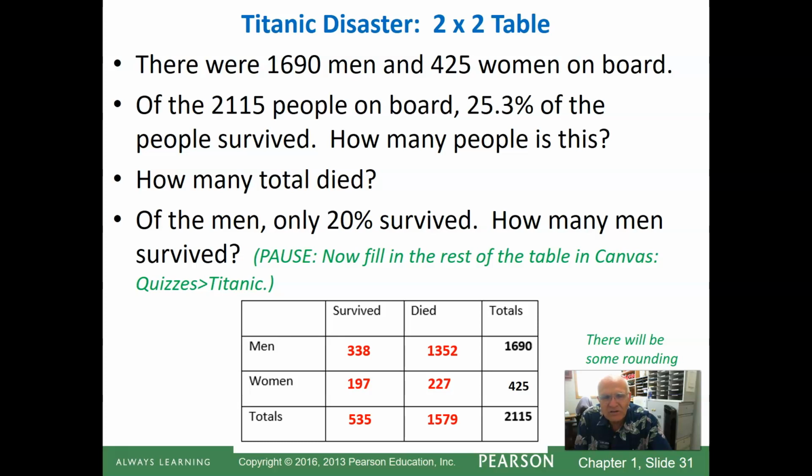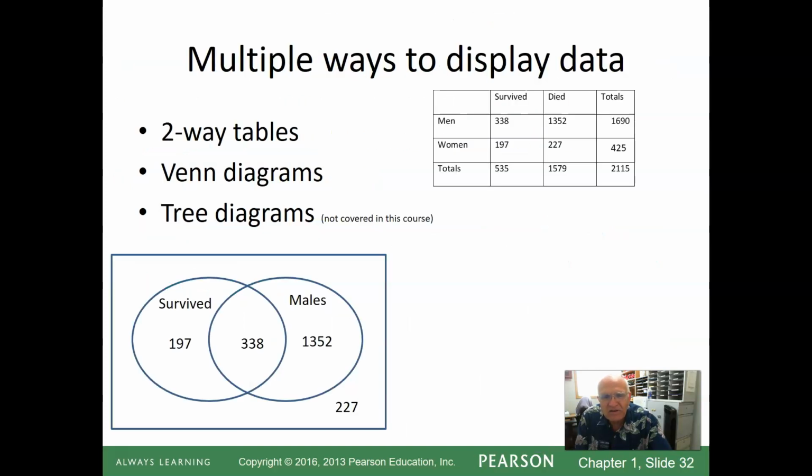So that's a little bit about what happened. But you can see how that table was filled out. Another way of displaying this data, besides two-way tables, is to use a Venn diagram, or a tree diagram, which is very commonly used. We're not going to cover tree diagrams in this particular course, but there's a Venn diagram of the total number of males and the total number who survived, and then there were 338.